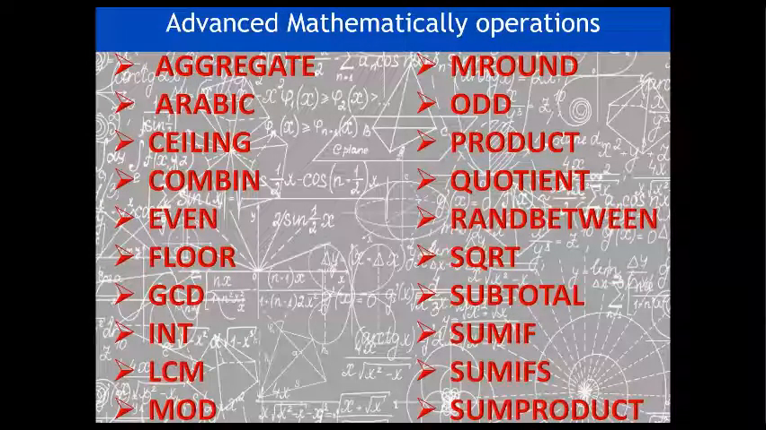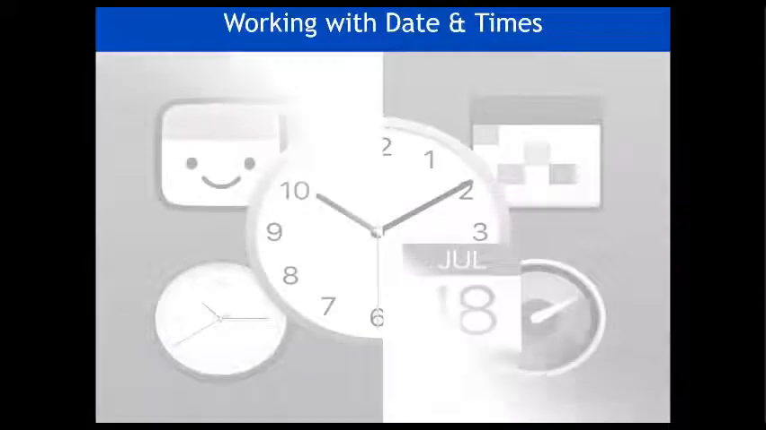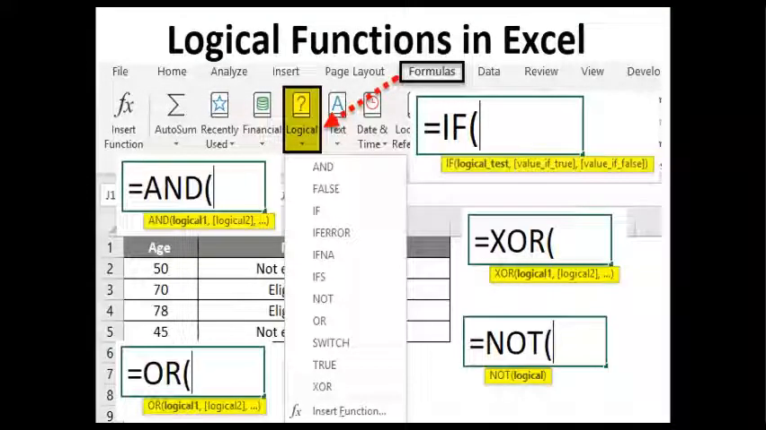In our data sets, we may have dates and times and encounter situations where we have to perform operations on these data sets. For example, finding the difference between two times. But the user may not get the desired result by simply deducting one time from another. In this series, we will learn how to deal with data sets related to time, that is, working with date and time. Excel also has the capability of performing logical functions.